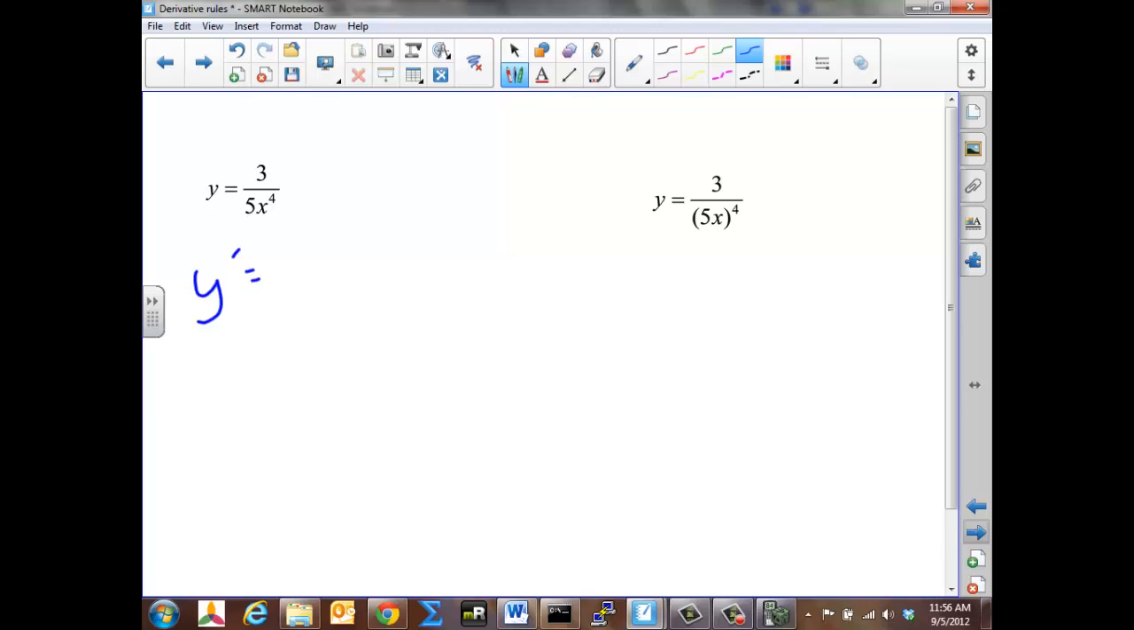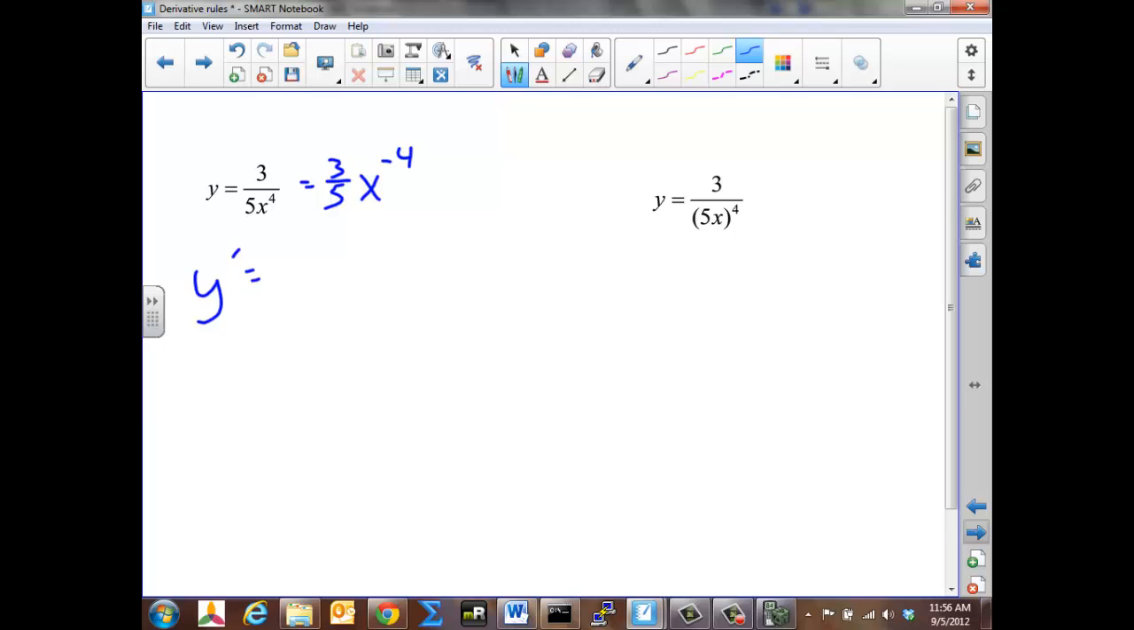What do we have to do to find this derivative? What's the first thing we need to do? Put the 4 in front of the 5. But x to the 4th is in the denominator. Oh, yeah. You've got to get it in the numerator. How do we do that? It becomes 3/5 x to the negative 4th.